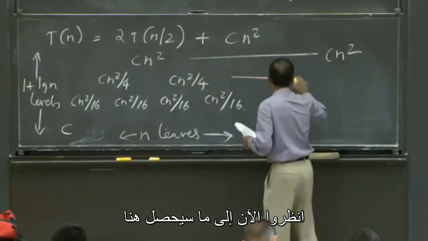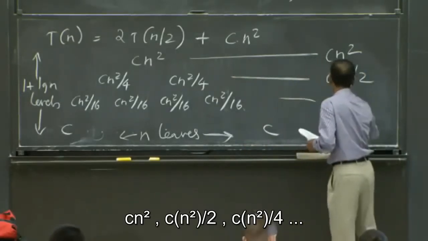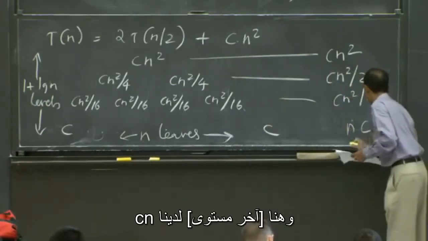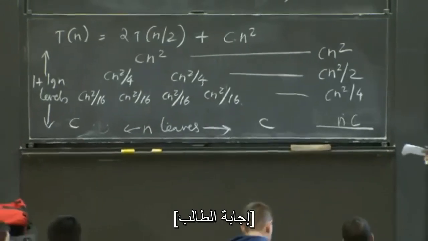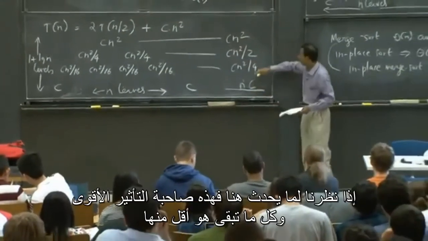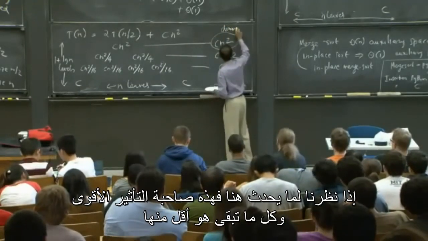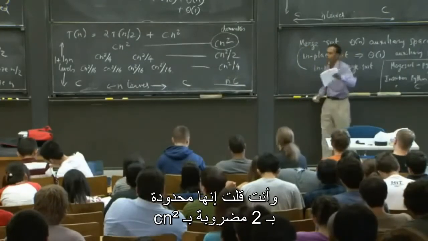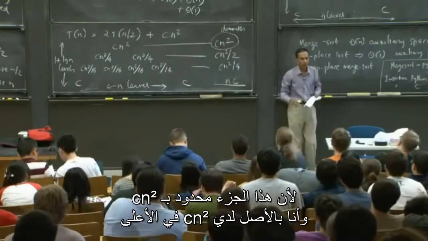Now take a look at what happens here. cn squared divided by 2, cn squared divided by 4. And this is n times c, right? So what does that add up to? Yeah. Bounded by 2cn squared, right? Yeah, exactly right. So if you look at what happens here, this dominates. All of the other things are actually less than that. Okay? And you said bounded by 2cn squared because this part is bounded by cn squared, and I already have cn squared up at the top.